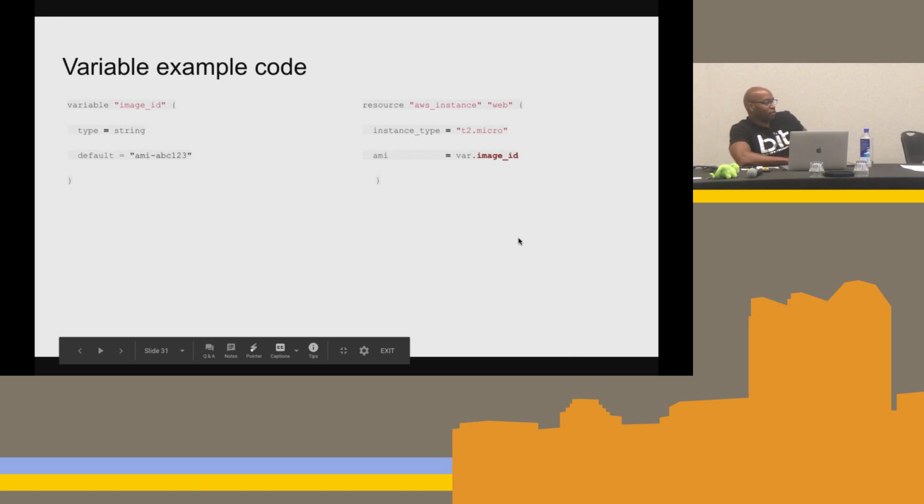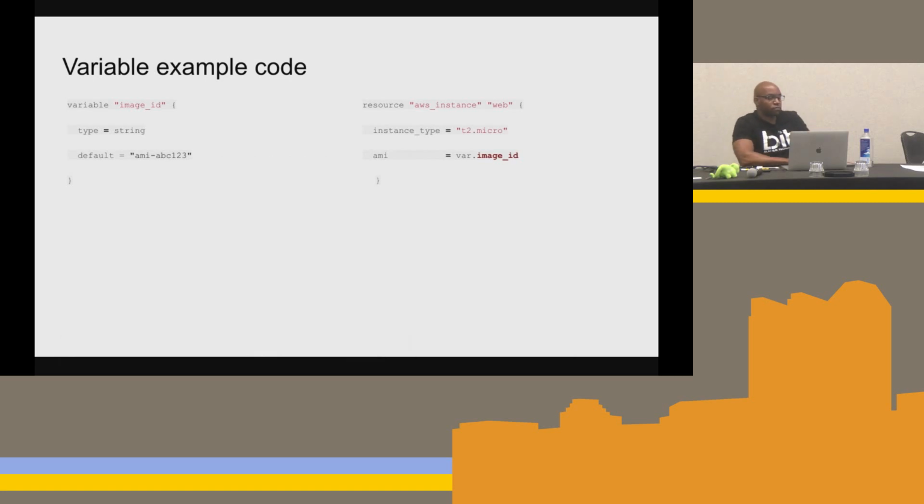So here's an example of some variable code. This is declaring a variable called image ID. You're giving it the type, which is a string, and then you're giving it a default value. Now these can be overwritten, right? Your input values in Terraform are usually what you would go as defaults, and then in your Terraform code itself, if you wanted to overwrite those, you can.